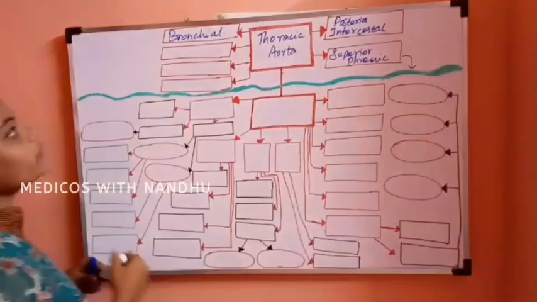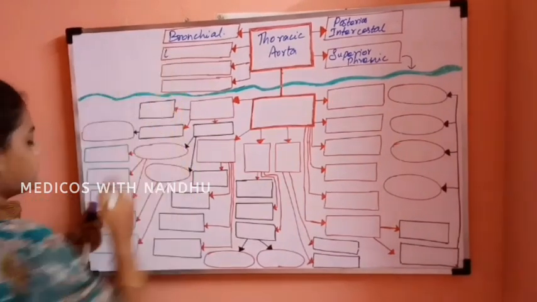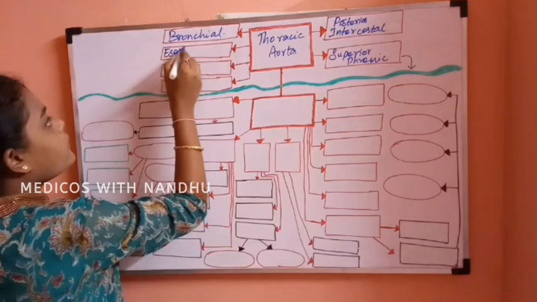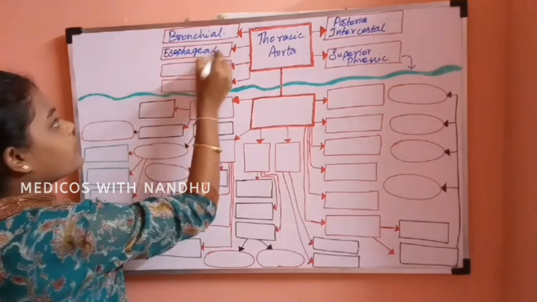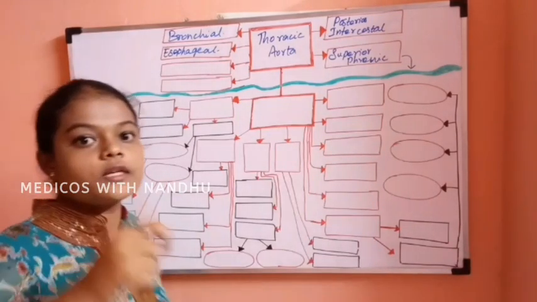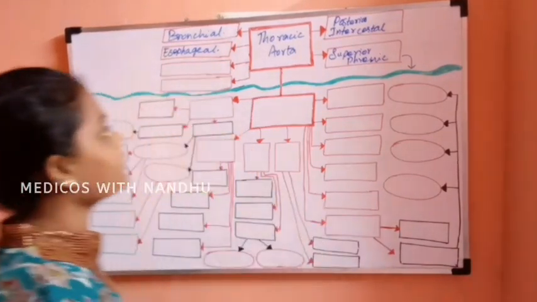Next bronchial arteries கீழே we have esophageal arteries, right? Esophageal arteries. So esophageal arteries na பேர்லயே இருக்கு, that is esophagus. So esophagus-ல போய் சப்ளை பண்ணும், அதுதான் esophageal artery.